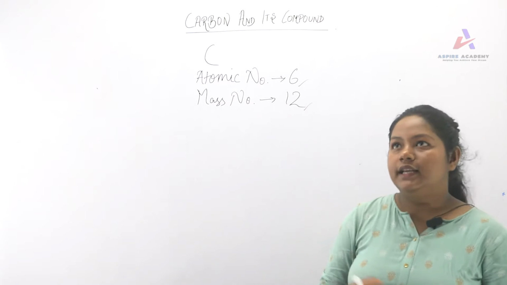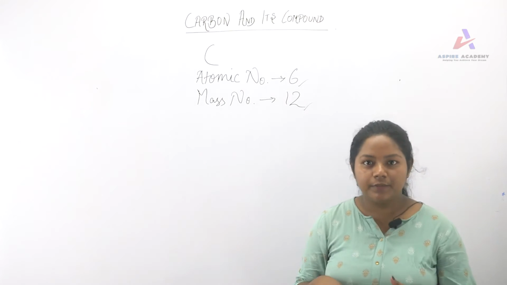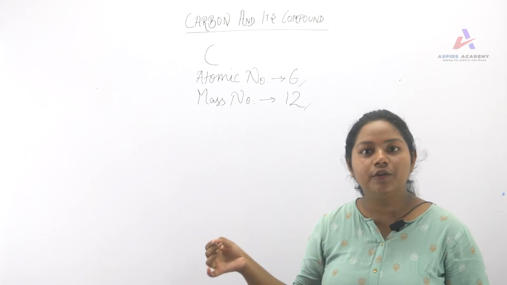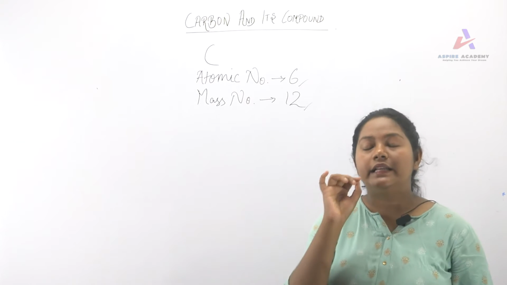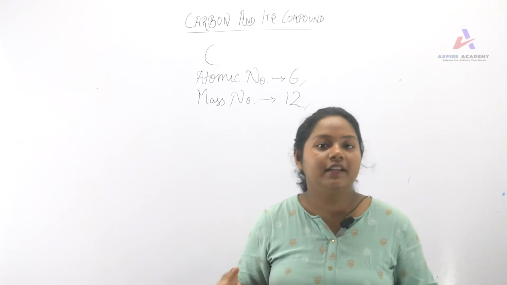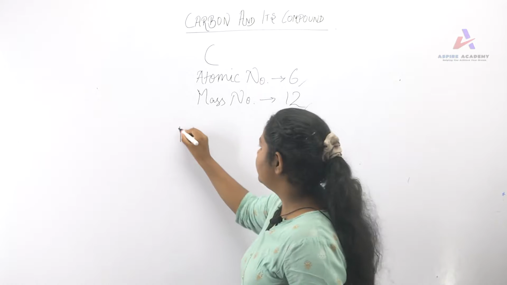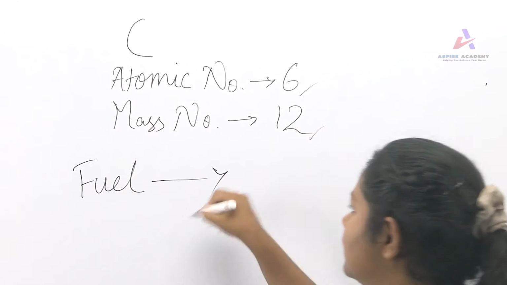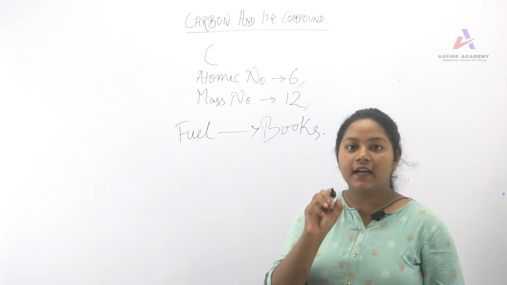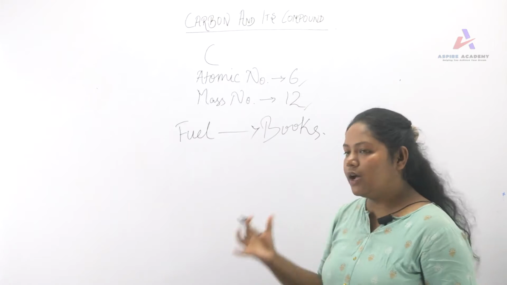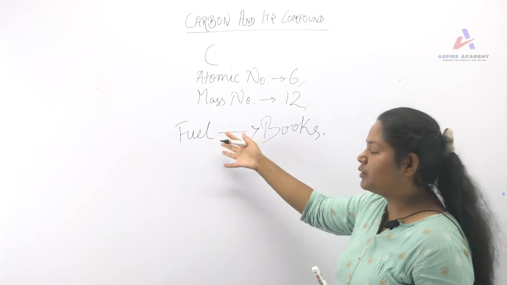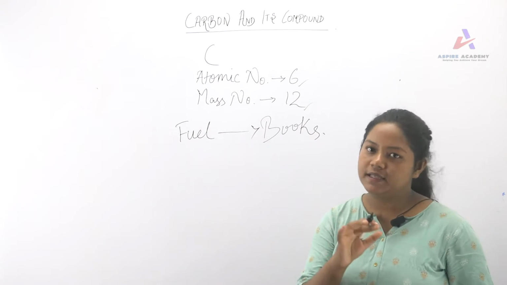Everything we use is made up of elements. The book you use, the pen that I am using, the fuel we use, everything. Carbon plays a major role in everything that we use. How and where, we will learn in the later portion, but keep in mind that from the fuel to the books you write, carbon plays a major role.